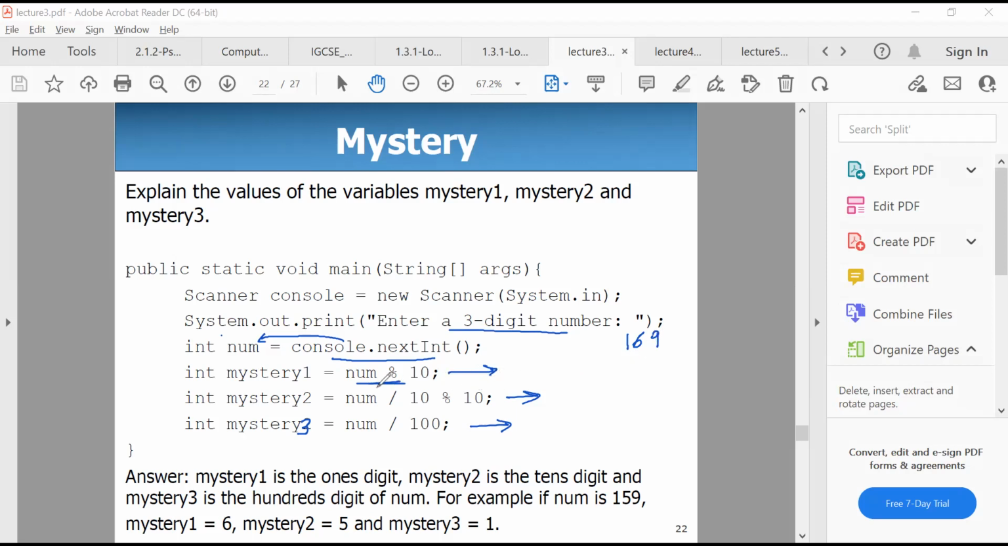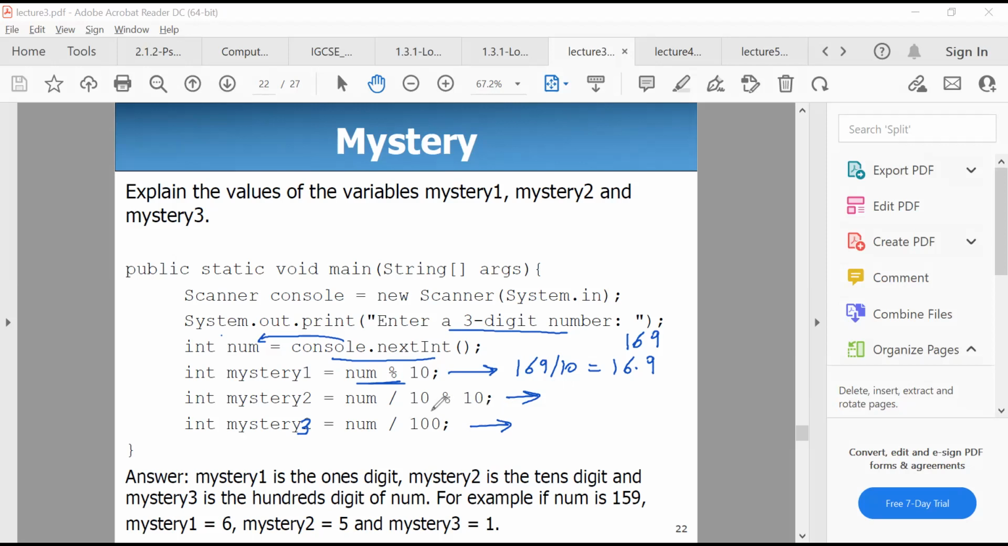Okay, so if 169 is stored into num, and then you say modulus 10, what could be the output? Should be 9. Why? Because the remainder will be 9. So if you divide 169 by 10, the result is 16.9. Am I right? Okay, good.